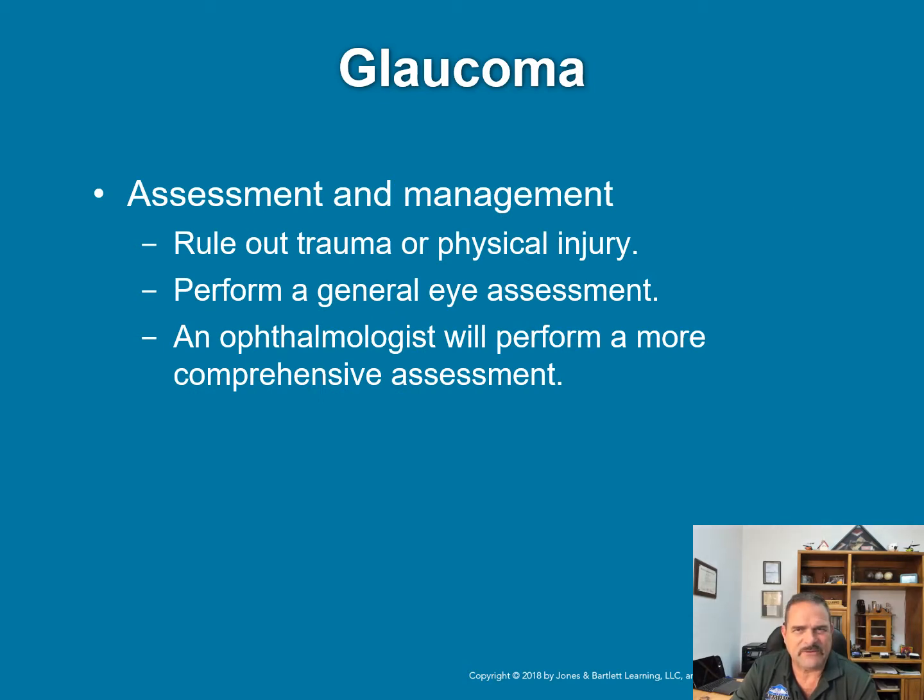So, assessment and management. Well, there's not a whole lot we can do. Patients' complaints may involve loss of field of vision, which is specifically peripheral vision. Patients who have an acute attack of narrow angle glaucoma may report severe eye pain, headache, photophobia, nausea and vomiting, and blurred vision. They also may see halos around lights.